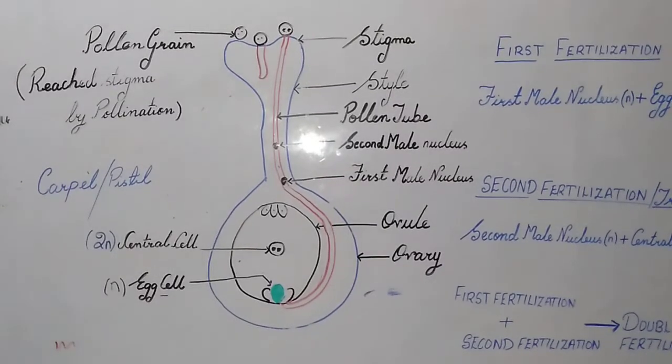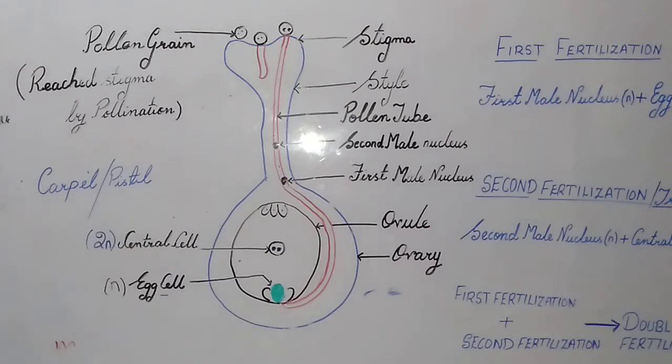Hello students, in this video we are going to study the process of double fertilization in flowering plants. Before we move to the main topic, we need to understand the structure of the female reproductive part of a flower. The female reproductive part of a flower is called carpel, or we also call it pistil.